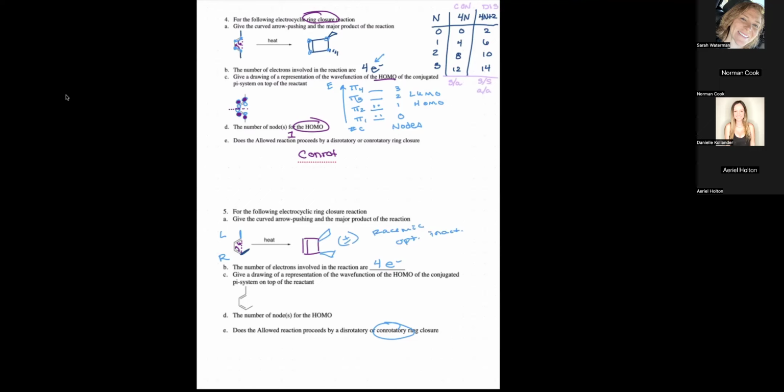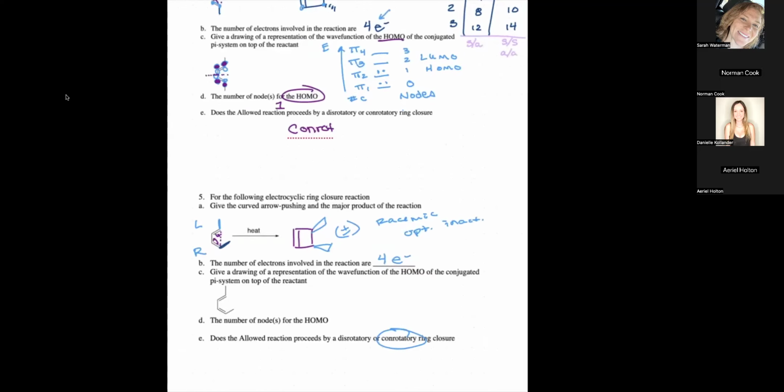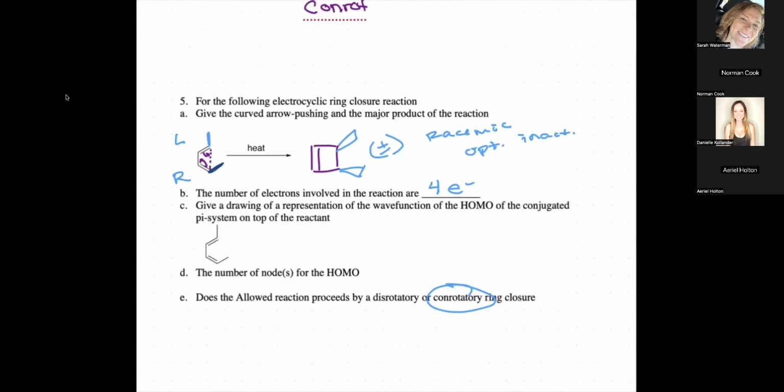So now give a drawing of the representation of the wave function for the HOMO of the conjugated pi system on top of the reactant. So we're just going to go back to doing that same thing. We decided that there are 4 carbons that are participating with their pi bonds in this reaction. So that's all this is. How many pi systems are participating? There's 4 systems. 1, 2, 3, 4. And we have 4 electrons. So we'll just fill them in.